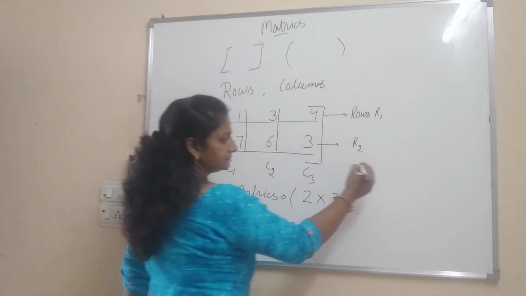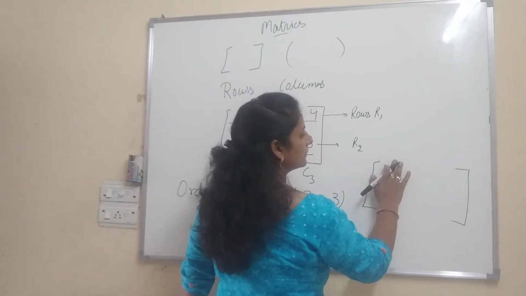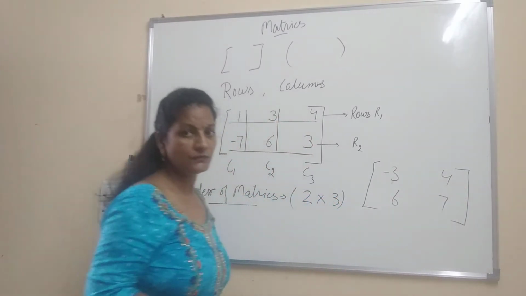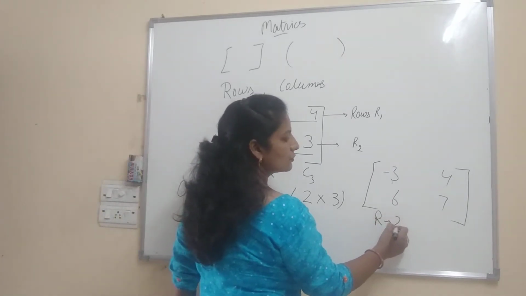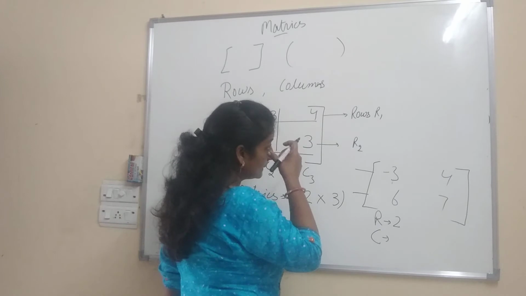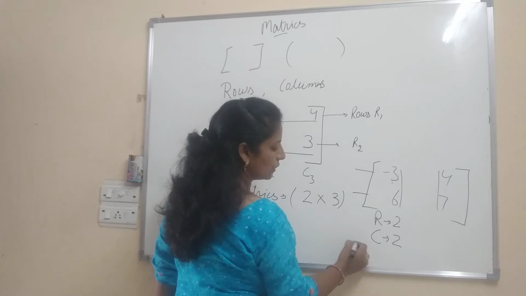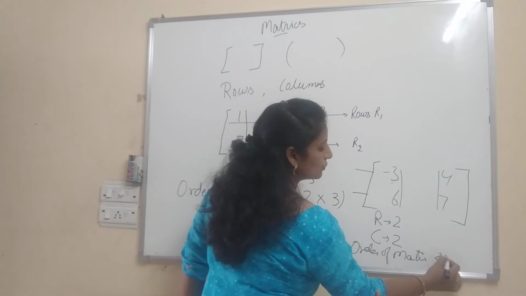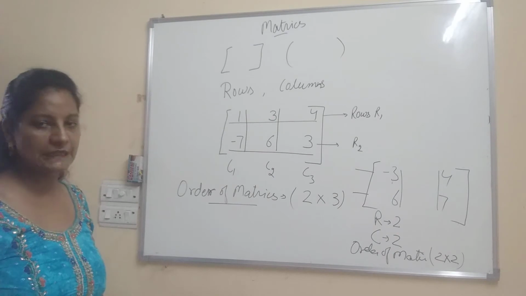Similarly, there may be a matrix like this. Suppose there is 1, let's take any, -3, 4, 6, 7. This is also a matrix. How many rows are there? There are 2 rows, first row and second row. And how many columns? There are also 2 columns, first column and second column. So the order of the matrix is 2 into 2.